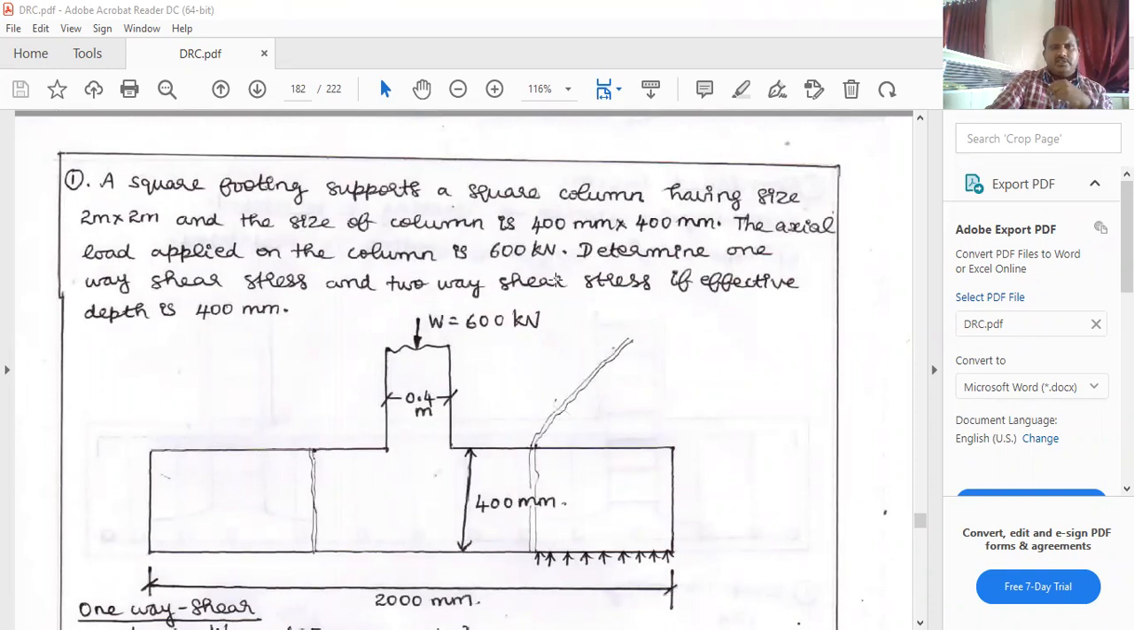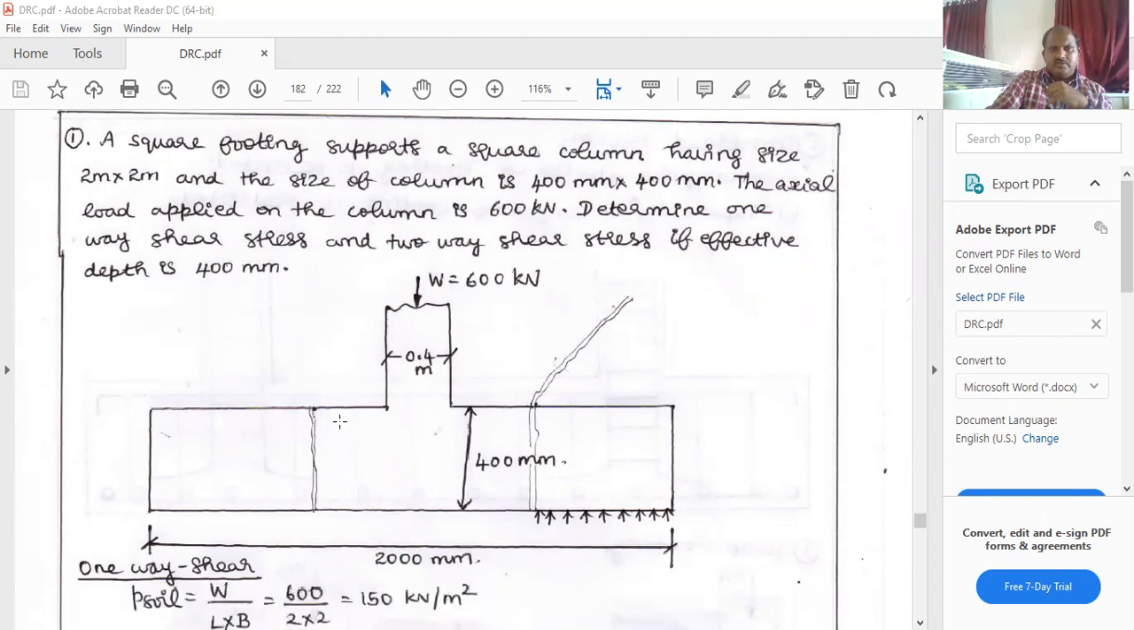The first one is a square footing. A square footing of size 2 meter by 2 meter supports a square column, and the size of the column is 400 mm by 400 mm. The axial load applied on the column is 600 kilonewton. Determine the one-way shear stress and two-way shear stress if the effective depth is 400 mm. The length and breadth of the footing are 2000 mm, the depth of the footing is 400 mm, and the acting load is 600 kilonewton.